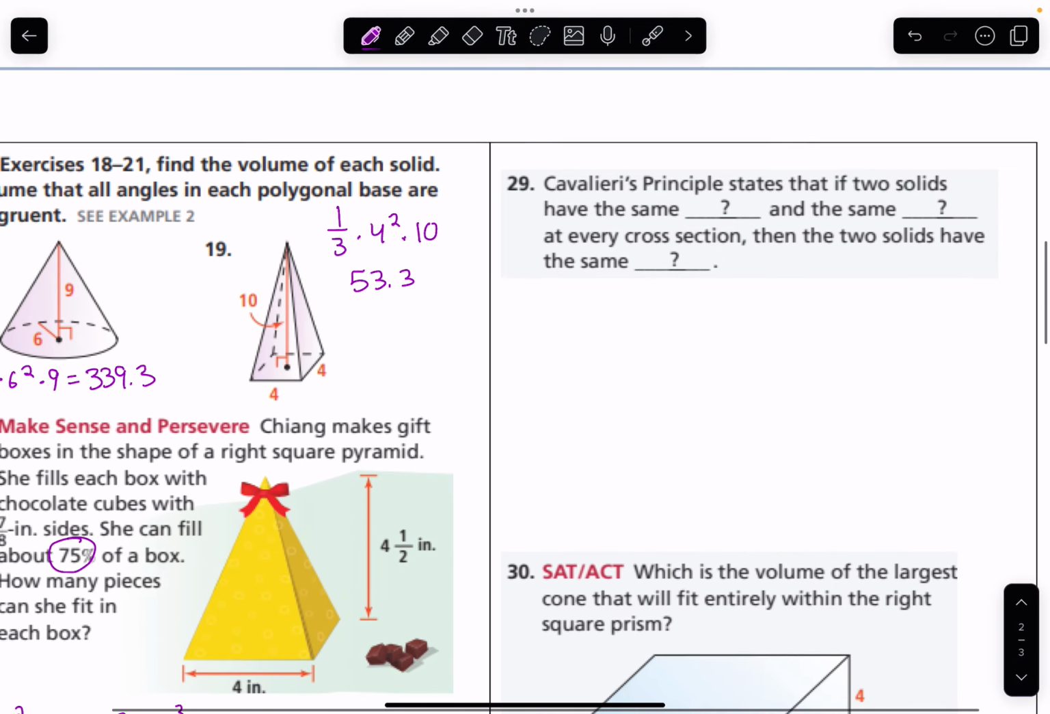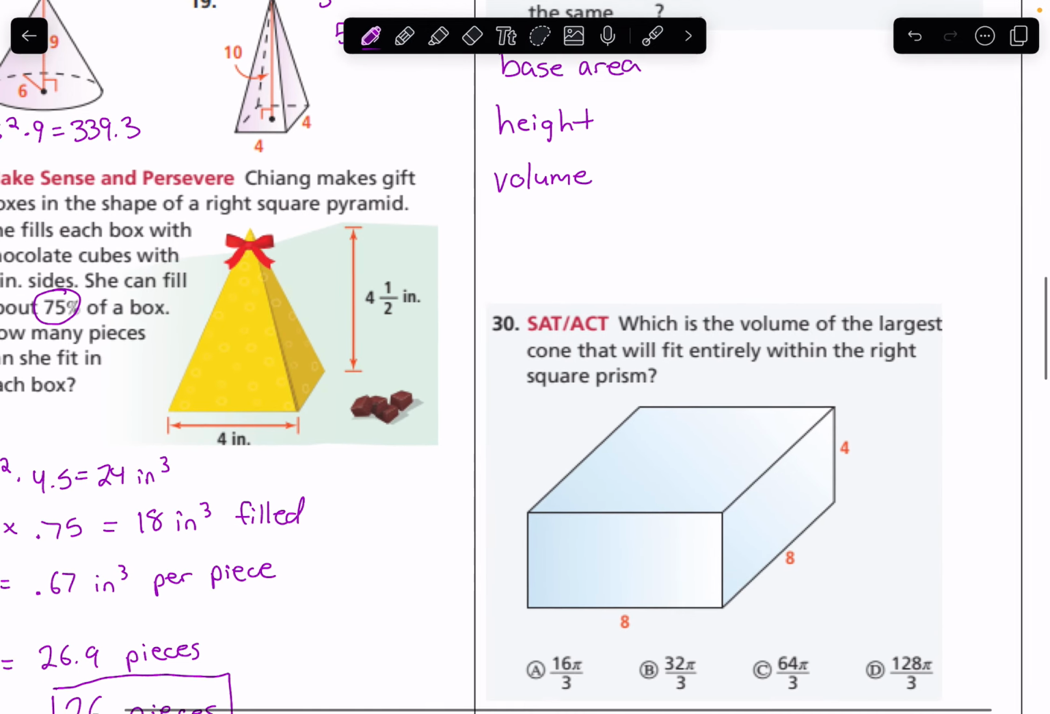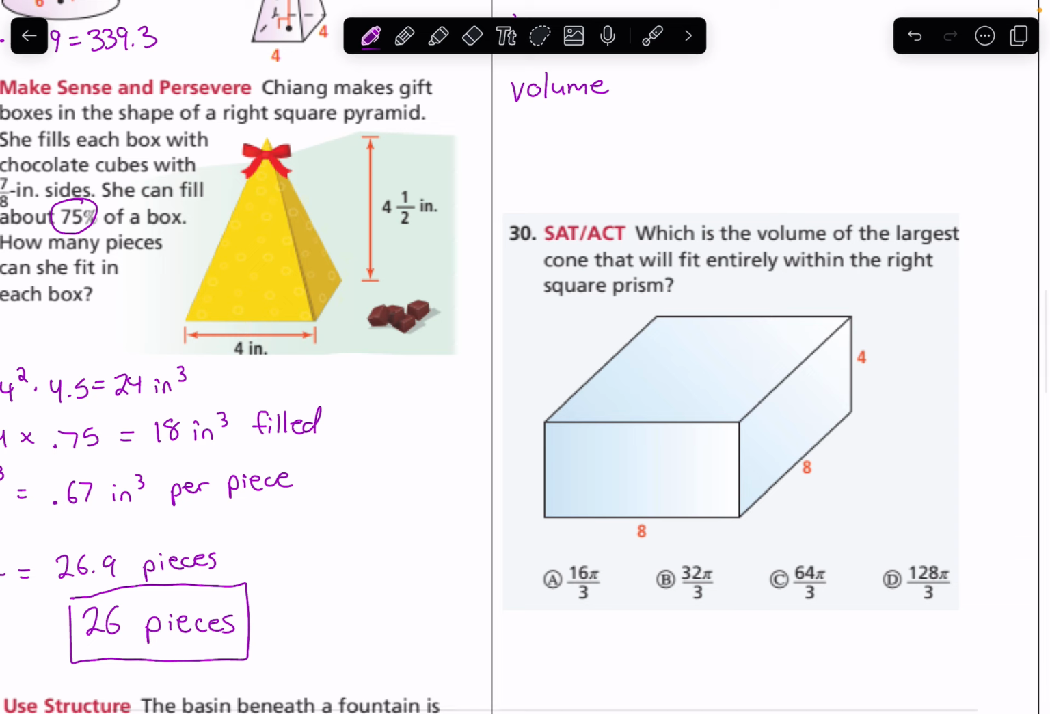All right, these ones. Cavalieri's principle states that if two solids have the same base area and the same height at every cross section, then the two solids have the same volume. Just a definition there. And then number 30, what is the volume of the largest cone that will fit entirely within the right square prism?